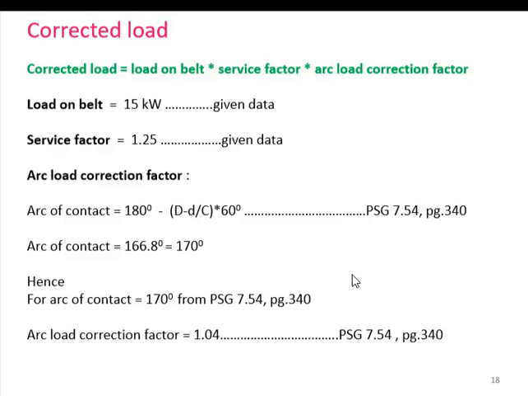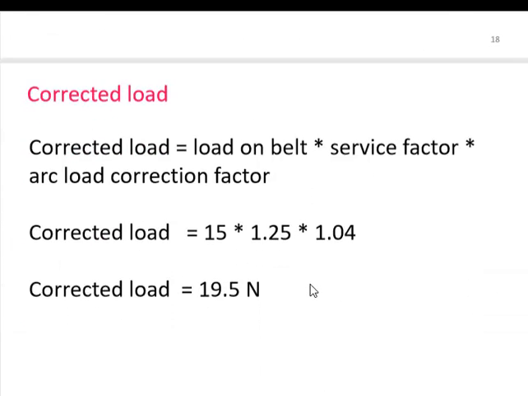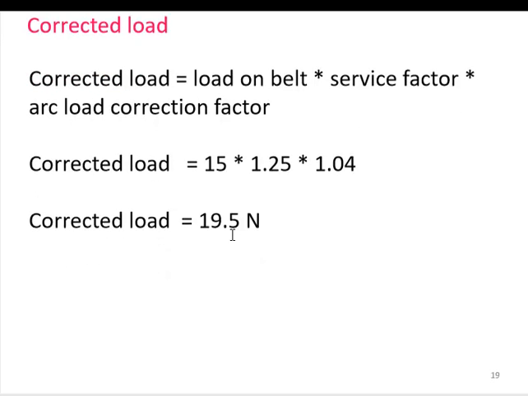Now when you look into the table which appears in PSG 7.54, we can say that the arc of contact is connected with the arc load correction factor, and from the table we can say that for 170 degree for arc of contact, the arc load correction factor is 1.04. Now we know the parameters that are connected with corrected load. We can substitute them and it comes around 19.5 Newton.